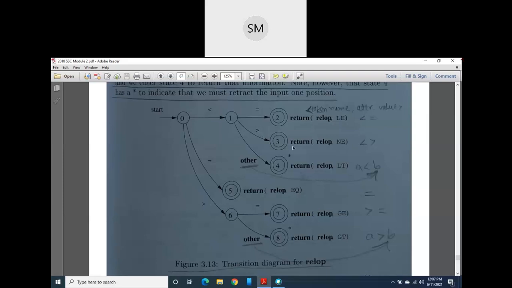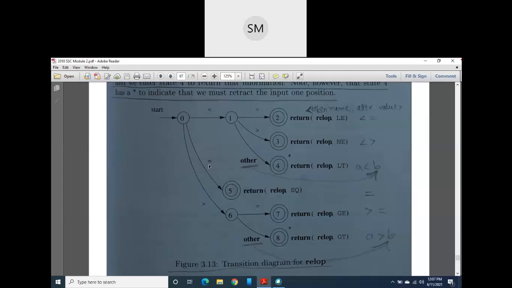Apart from equal mark and greater than, if something is different here, it may be an identifier or a number, then definitely it is just simply less than. It is not less than or equal to, or not equal to. It is simply less than, and I will call that other. Identifier or number may be present here, I will call it other. If any other symbol is present here, then you return that token as a relational operator, and it is simply less than. Are you understanding?